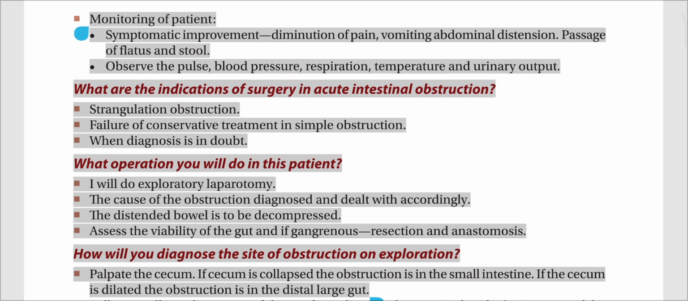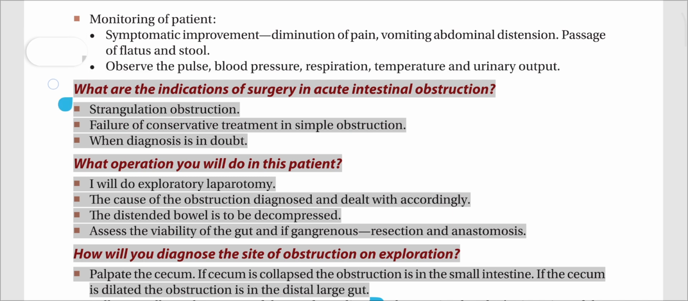Monitoring of patient. Symptomatic improvement, diminution of pain, vomiting, abdominal distension. Passage of flatus and stool. Observe the pulse, blood pressure, respiration, temperature and urinary output.